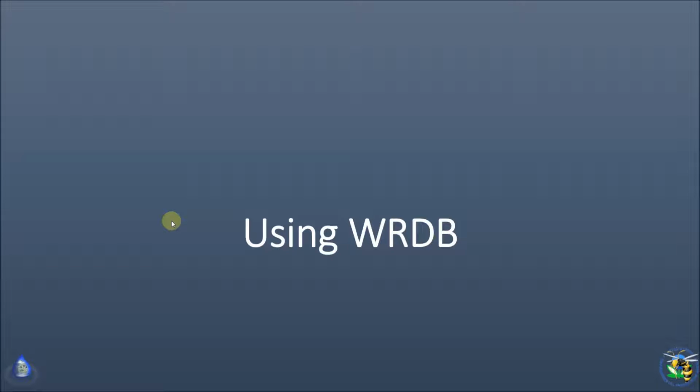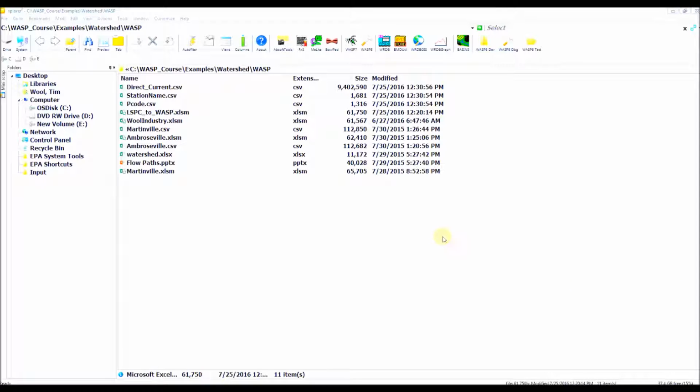Next, we're going to take the output from the LSPC to WASP spreadsheet tool, and we're going to import it into WRDB. There'll be a step-by-step video that shows you how to use this option. Okay, we're ready to build our WRDB project.